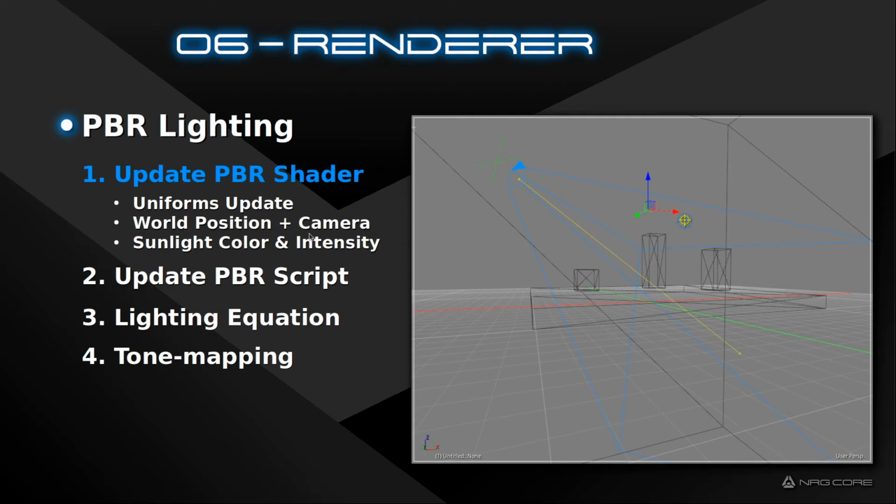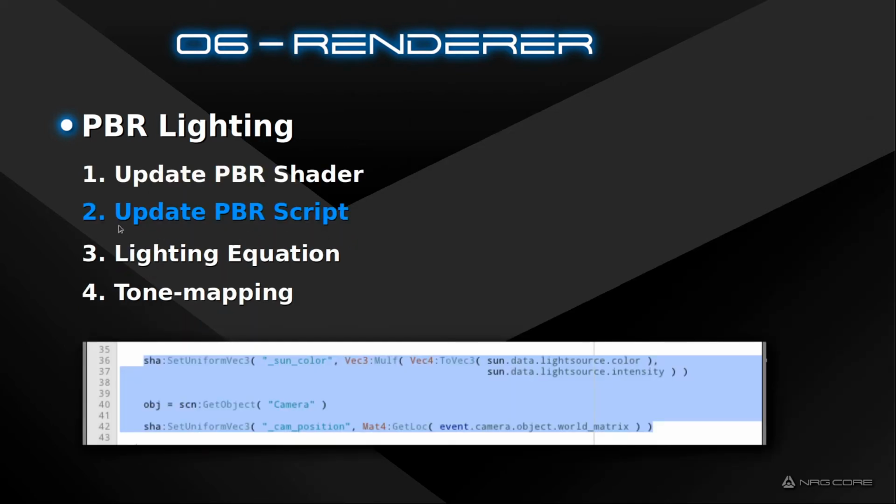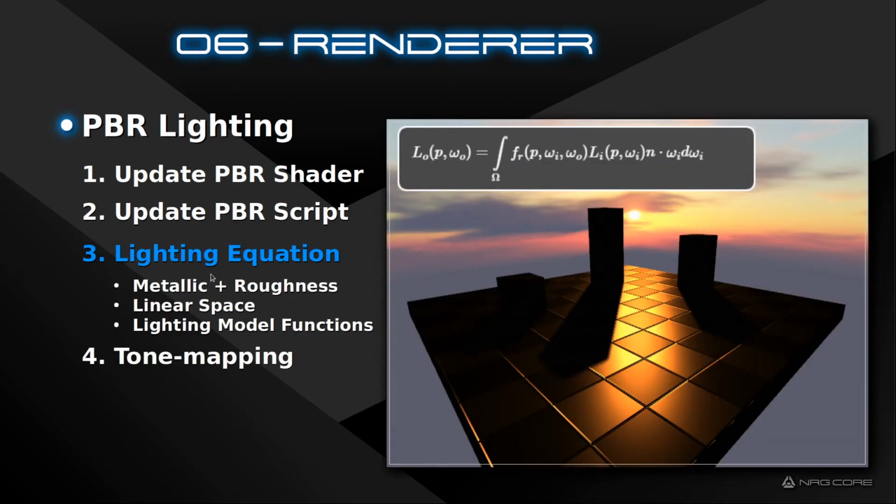Since we now have a user-based variable, we're going to update our PBR script to actually send that sun color and that camera position. We're then going to calculate our lighting equation. We are going to fetch finally our metallic and roughness value and pass it over to our lighting function. We're going to take the base color that we already have and convert it to linear space, where we are going to actually calculate our lighting.